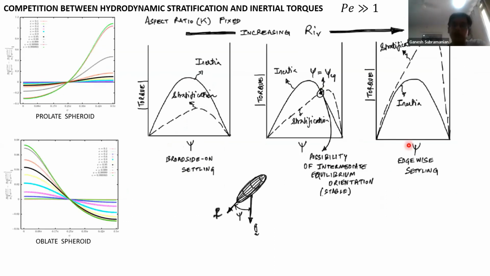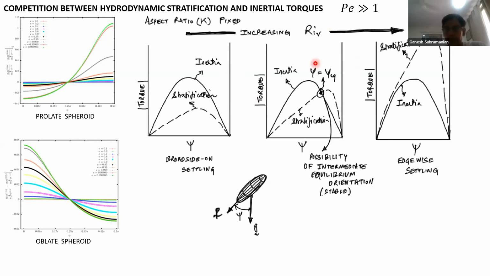Now you have both components of the torque. You have the inertial torque, which, remember, was symmetric with a peak at pi/4. And I've done this for a prolate spheroid, these sketches. So we know that the stratification torque is biased towards larger angles, closer to pi/2. Now you can imagine an experiment where you're increasing RIV.